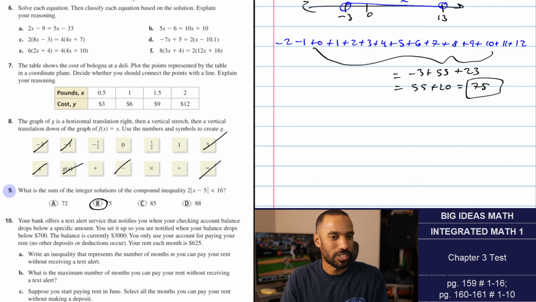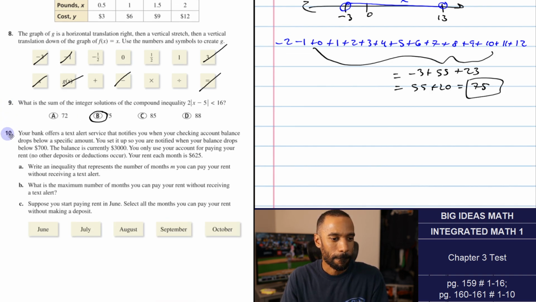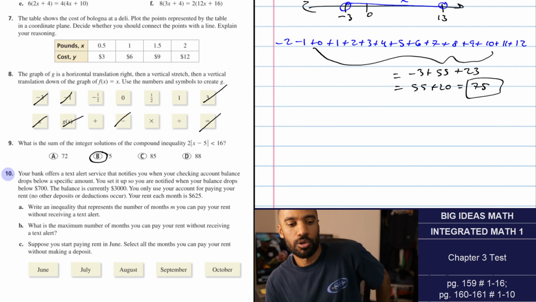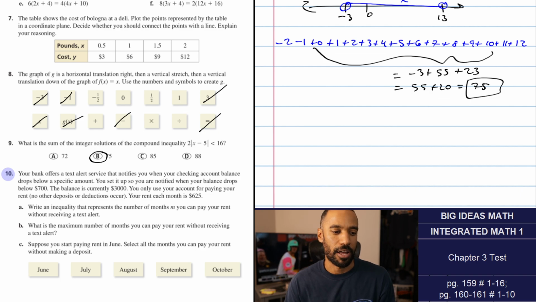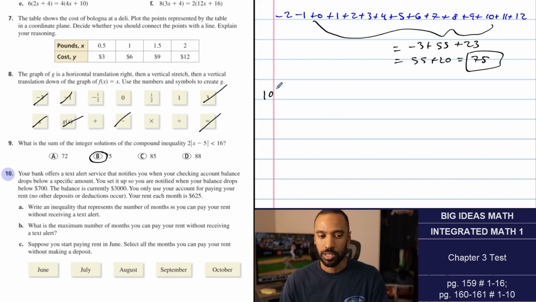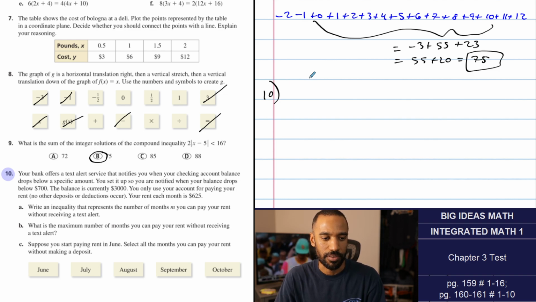All right, last question is number 10. Oh, the struggle's real. Your bank offers a text alert service that notifies you when your checking account balance drops below a specific amount. You set it up so you're notified when the balance drops below $700. The balance is currently $3,000. You only use your account for paying your rent. No other deposits or deductions occur. Your rent each month is $625.